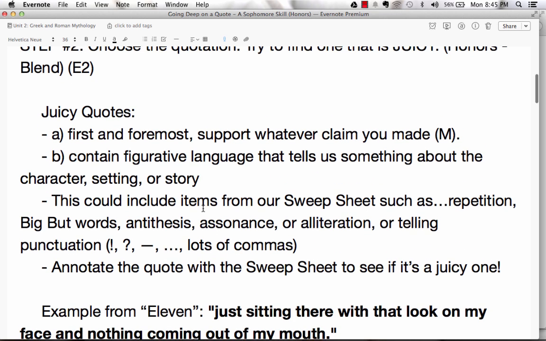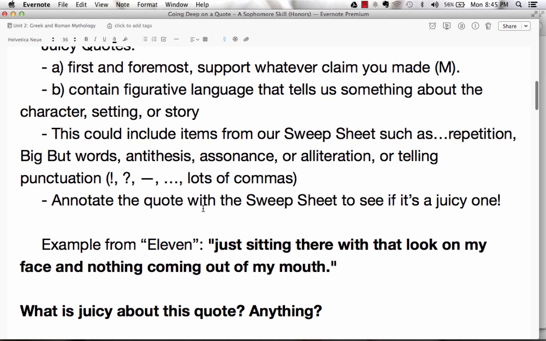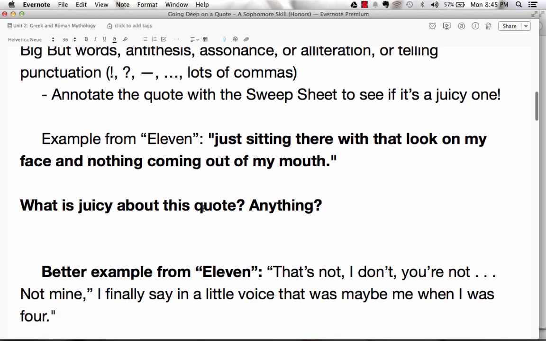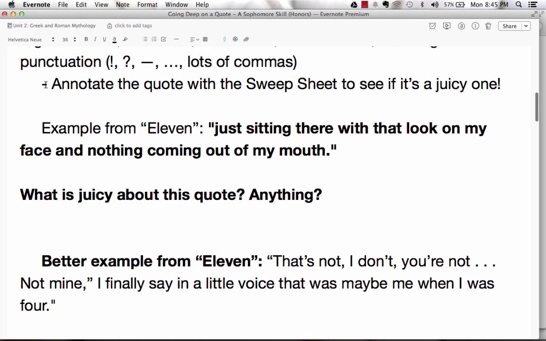So I'm going to show you two quotes, and we'll decide together. I've already decided, but we'll decide together which ones are juicy. If you're unsure, you'll see right here I say annotate the quote with the sweep sheet to see if it's a juicy one. So we've practiced that annotation strategy using that sweep sheet. Go ahead, annotate the quotation that you've chosen to find out if indeed it is juicy.